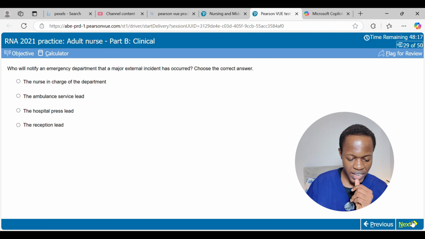Who will notify an emergency department that a major external incident has occurred? Choose the correct answer. The answer should be the nurse in charge of the department.